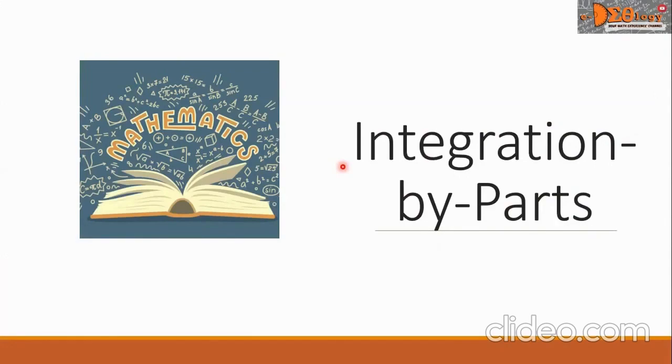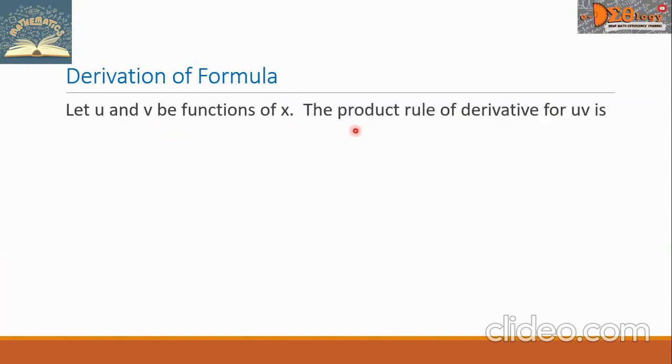Hi everyone! Today we're going to study integration by parts. Let us derive the formula. Let u and v be functions of x. The product rule of derivative for uv is: the derivative of uv equals u dv plus v du.